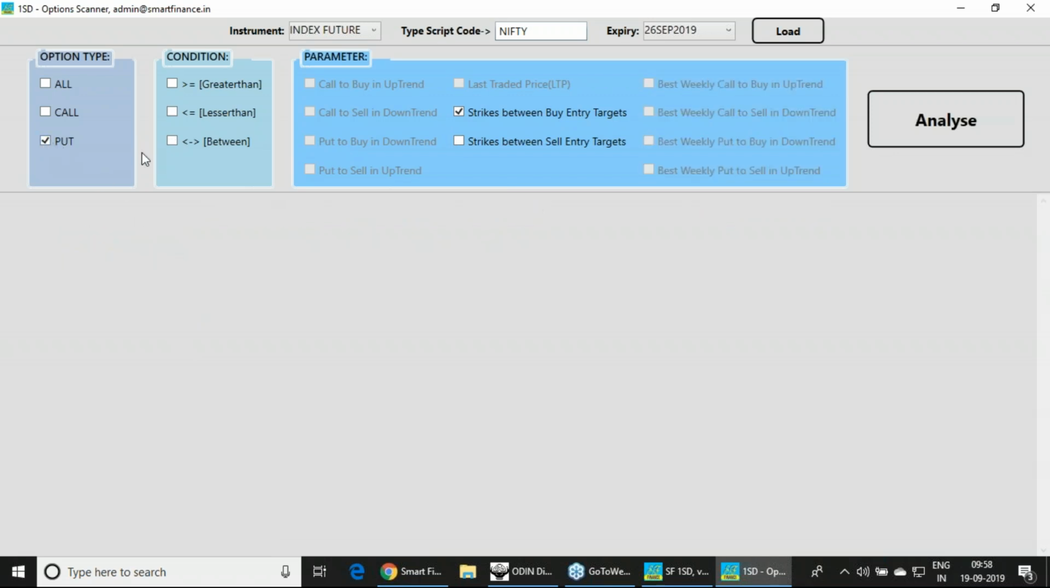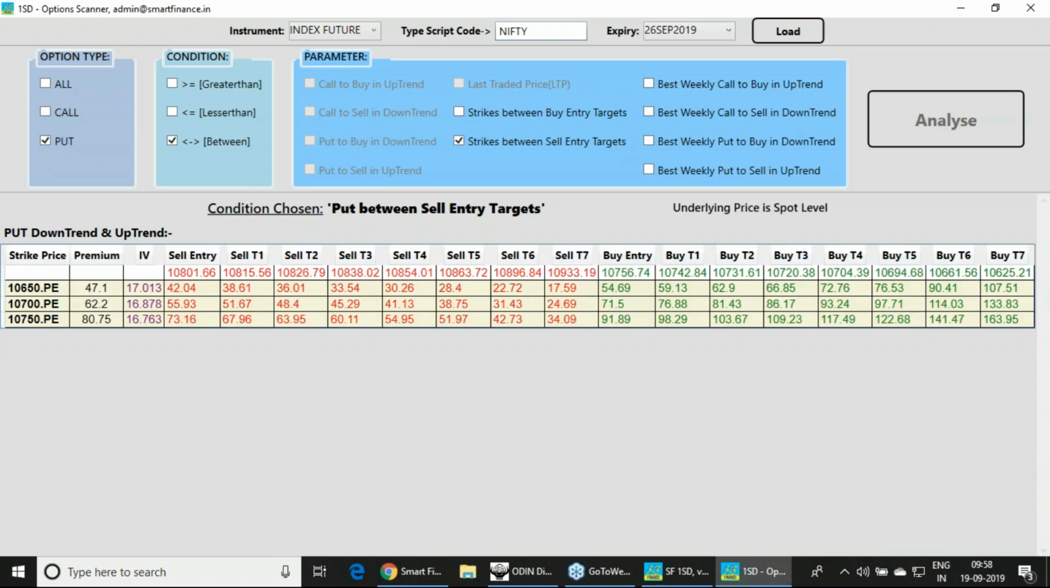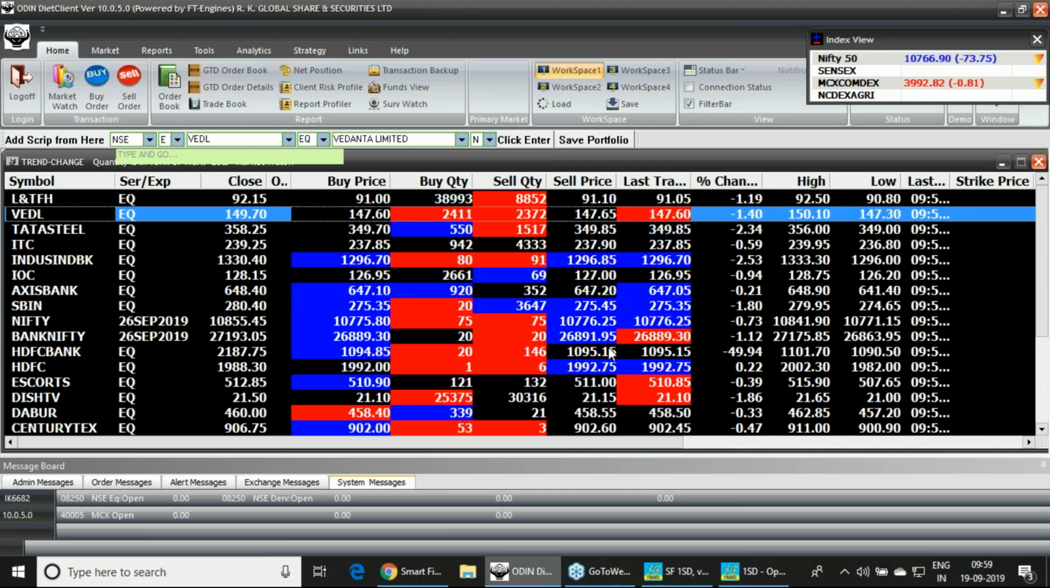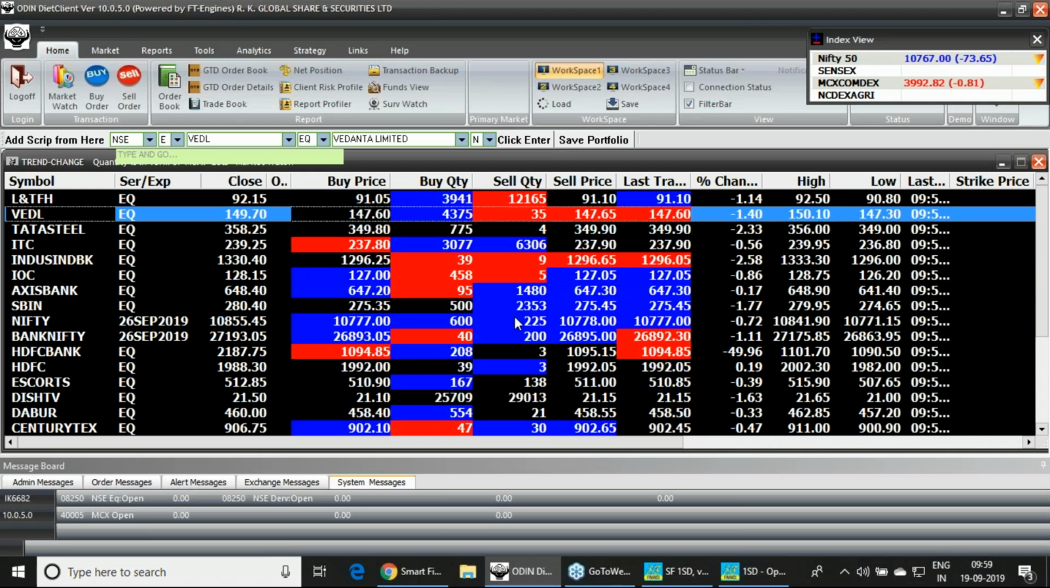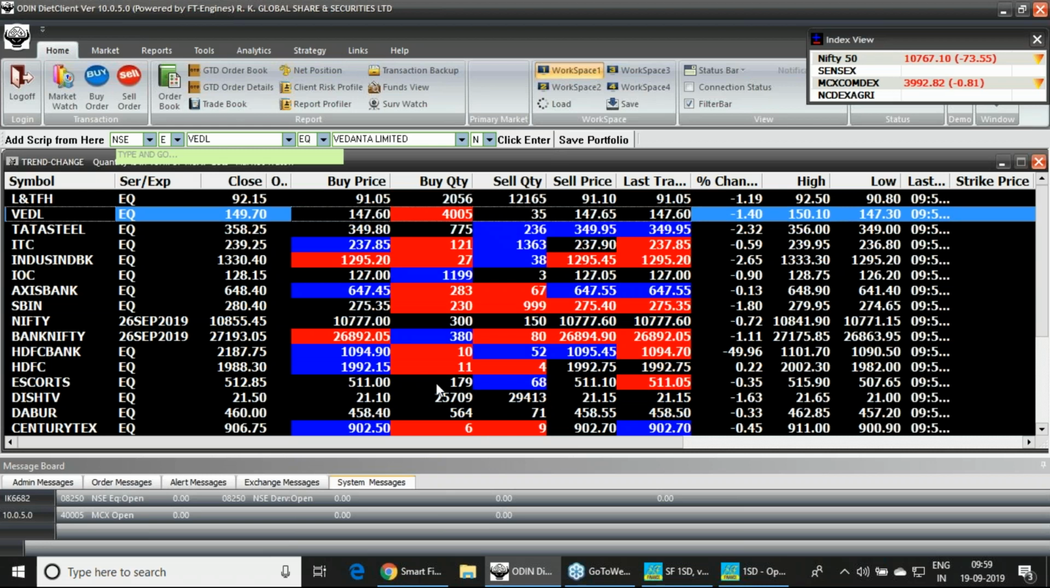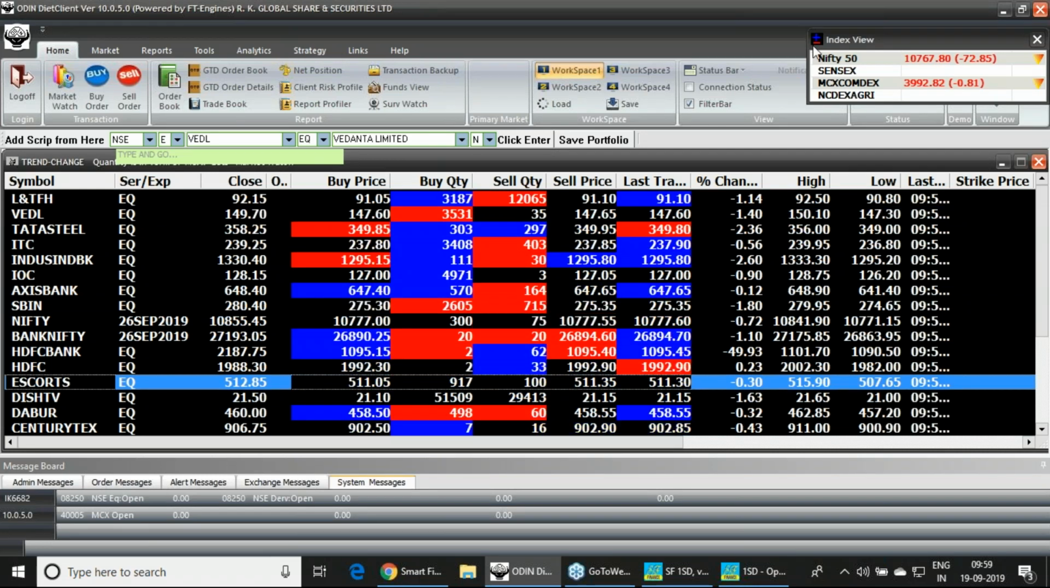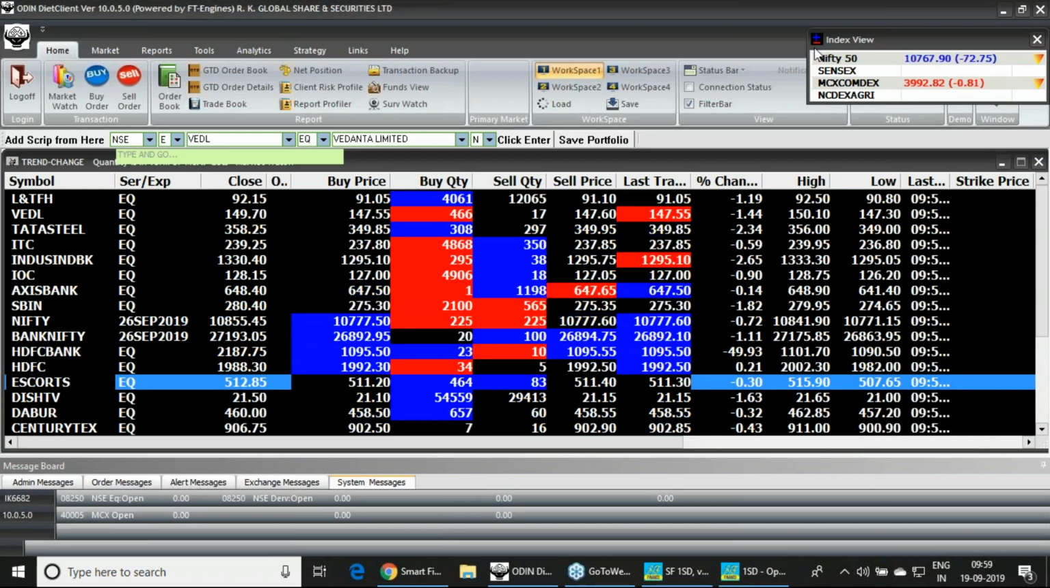If you want to buy the put options, the strike between the sell entry and targets, you can take it here. So here the spot must fall below 10,756, then you can buy a put option. This also is being recorded. Tomorrow we are going to see how far our calculation has come.